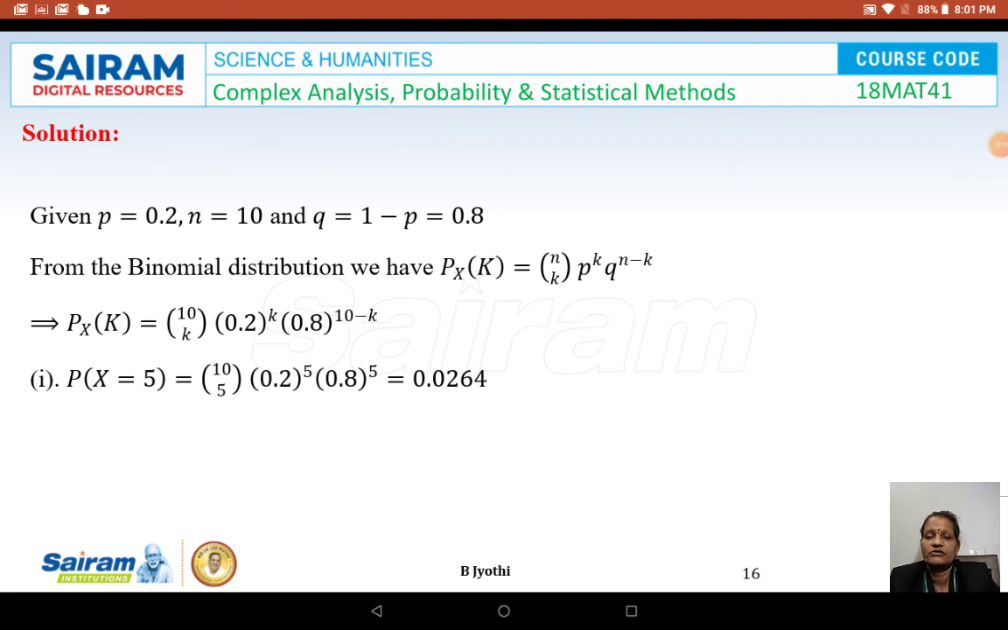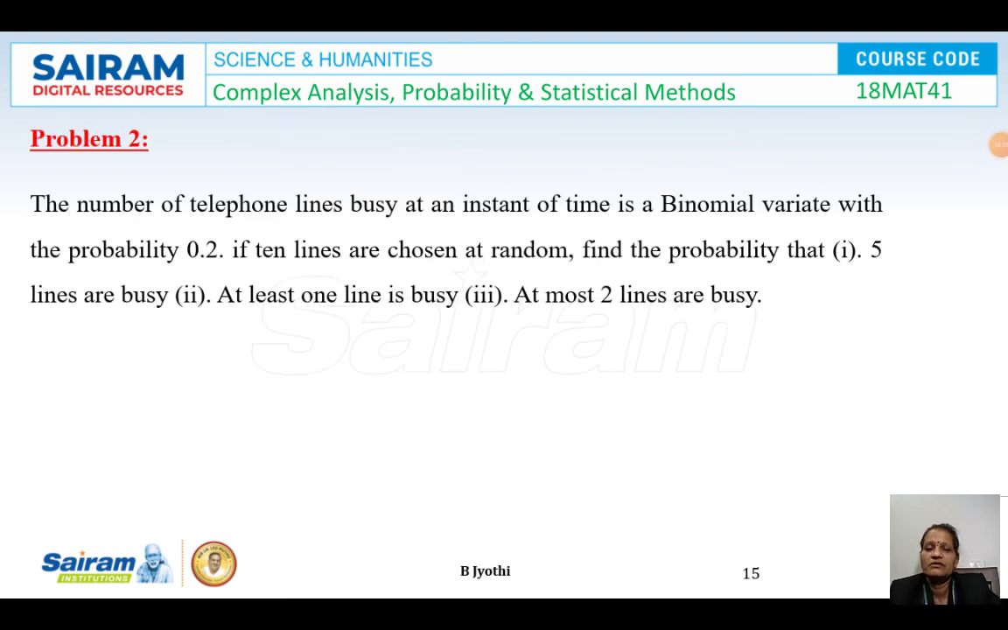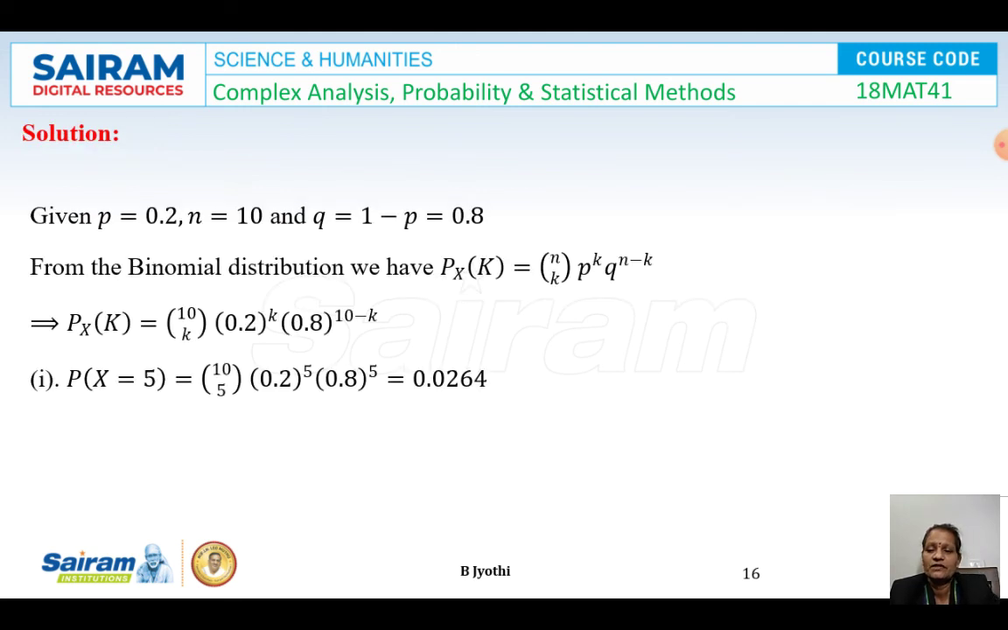That means the question is 5 lines. What was the first question here is, you can observe, the 5 lines are busy. So that is the thing. We have got it. So the probability that the 5 lines are busy is 0.0264.